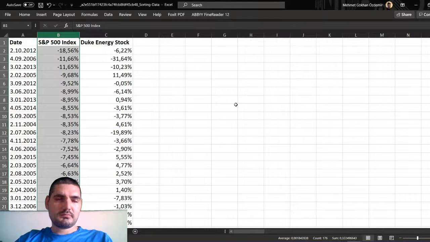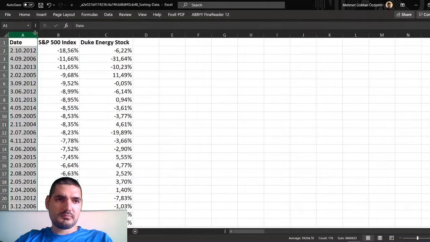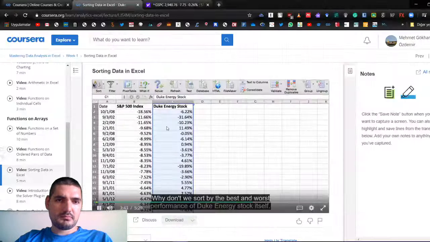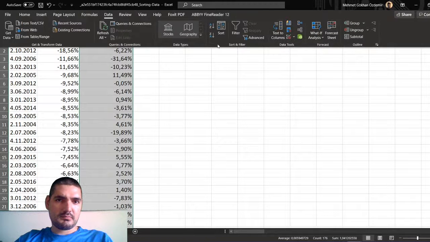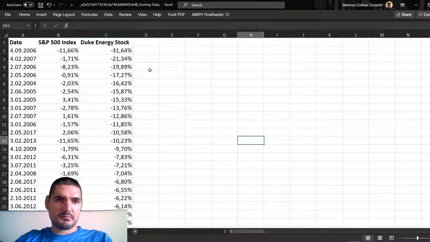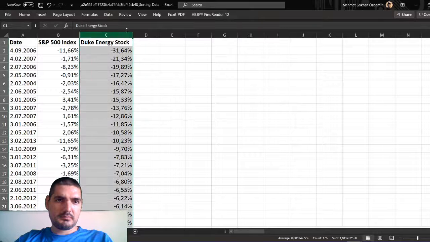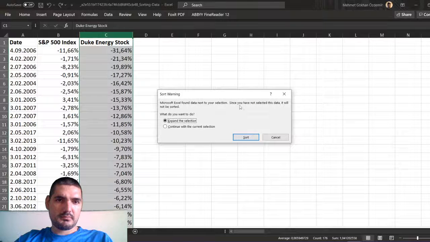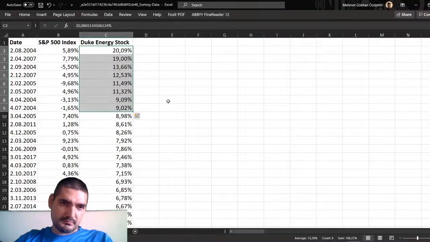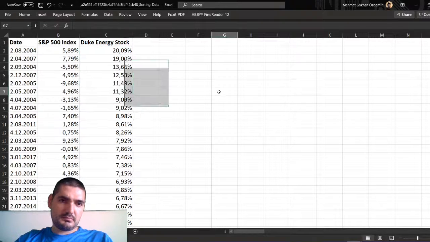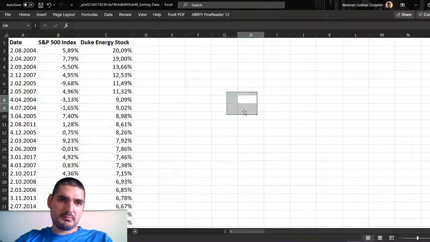Well, that's pretty interesting. Why don't we sort by the best and worst performance of Duke Energy stock itself? So let's start sorting in descending order. And again, of course, we're going to expand our selection. So now we see that the very best months for Duke Energy stock, 20%, 19%, 13%, 12%, 11%, 9%, only half of those months was the S&P 500 index even up. So there's very little association between the best performing times of Duke Energy stock and the S&P 500 index.